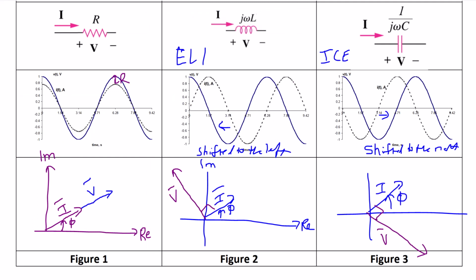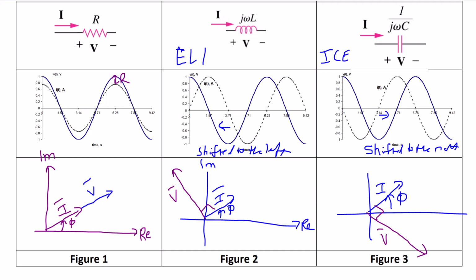So here we see that for an inductor, ELI, voltage leads current, and that the voltage is shifted to the left of the current. So if the current is in quadrant 1 with an angle phi, then the voltage is in quadrant 2 with an angle difference between those vectors of 90 degrees. And notice that the vector would rotate around that axis based upon the frequency omega.